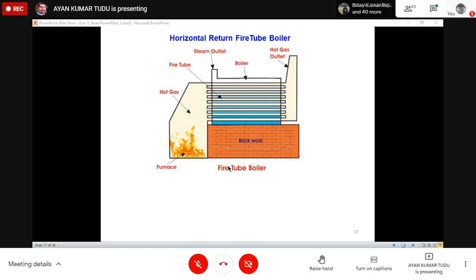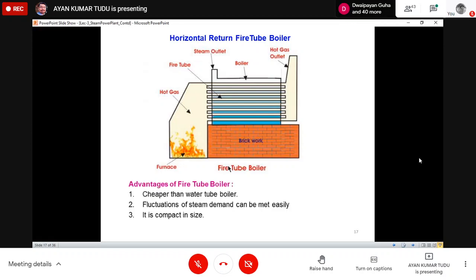Now let us talk about the advantages and disadvantages of using a fire tube boiler. The advantages are, number one, it is cheaper than the water tube boiler, and fluctuations of the steam demand can be met easily. It is also very compact in size because it requires minimum floor area, compared to water tube boilers.